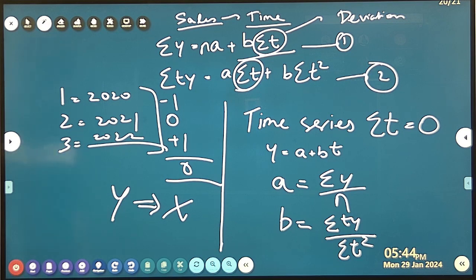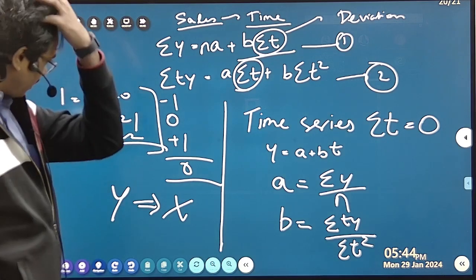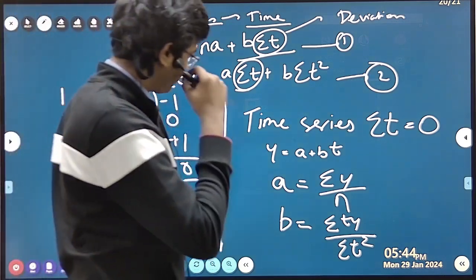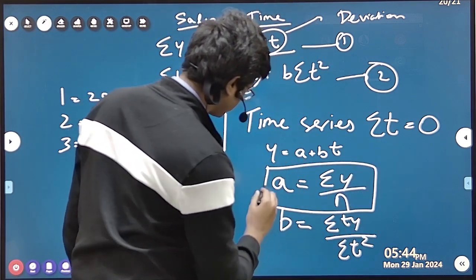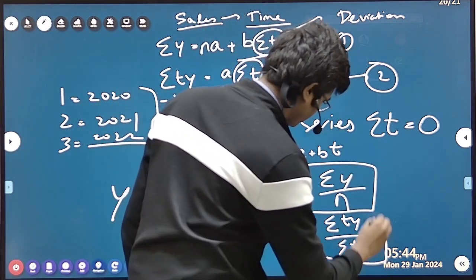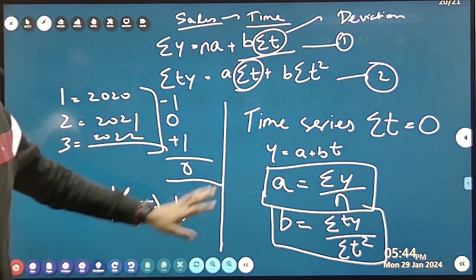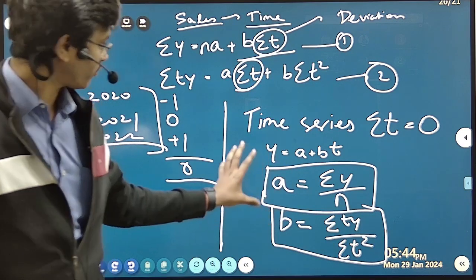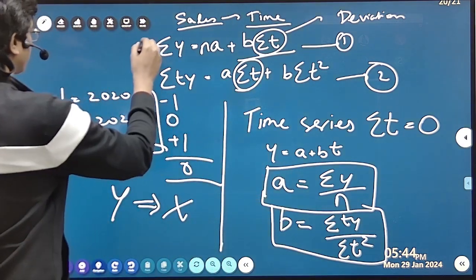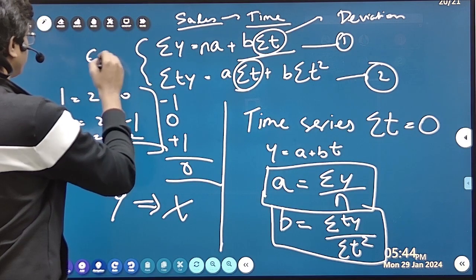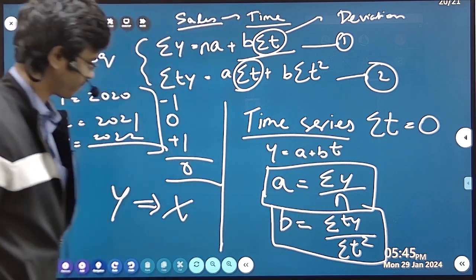In time series, sigma t is 0, correct. So in a time series, my a value is this and my b value is this. This is very important for solving our problems. We have to remember these equations, and these are specific time series equations.